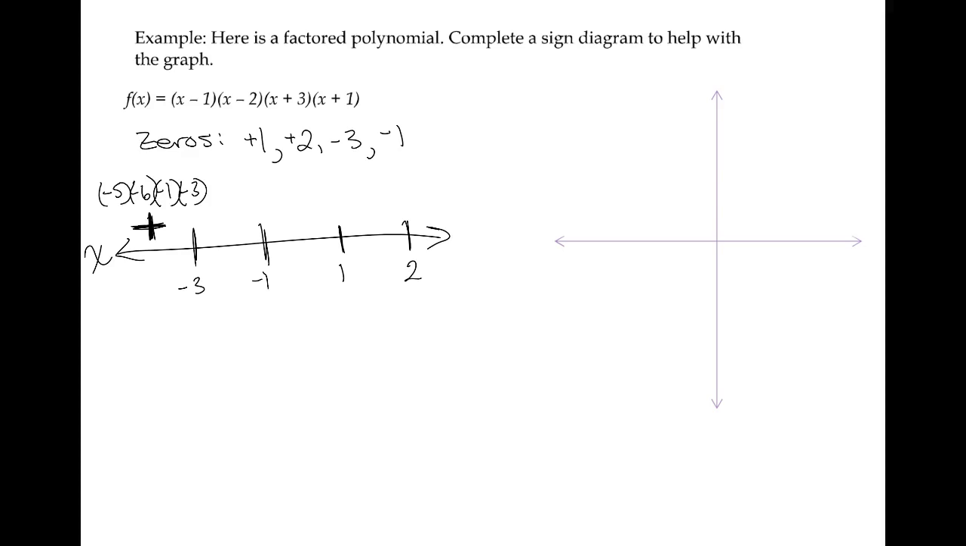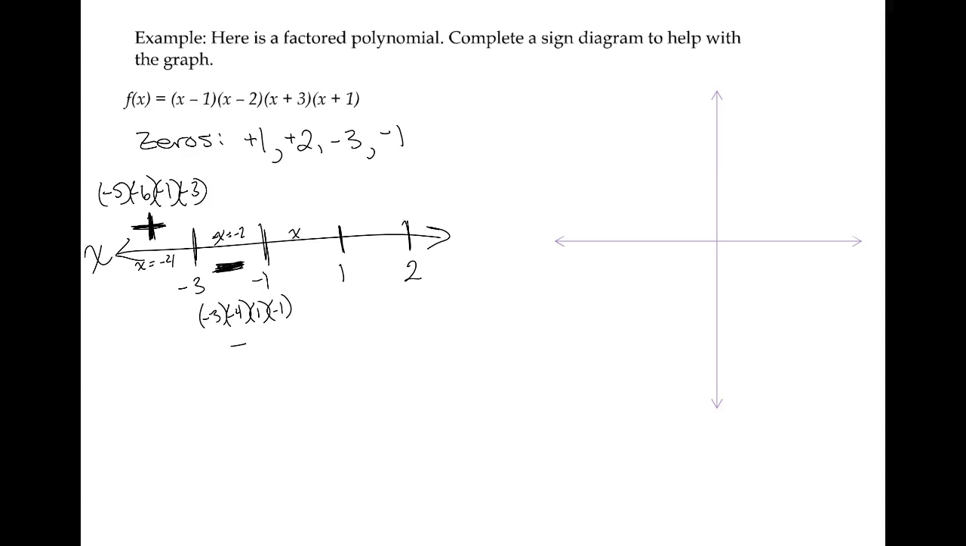In between them, I would have negative 2. So if I plugged in x equals negative 2, then I would get negative 2 minus 1 is negative 3. Negative 2 minus 2 is negative 4. Negative 2 plus 3 is 1. And negative 2 plus 1 is negative 1. Here I have negative times a negative times a positive times a negative. 3 negatives, which overall would give me a negative value.